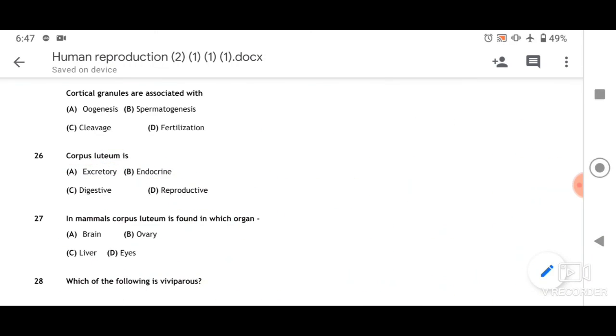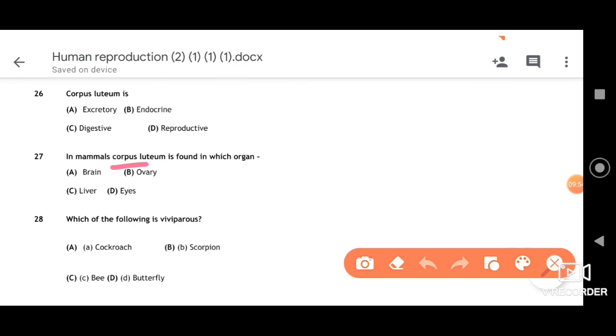Then, my dear friends, we have the next question here. In mammals, corpus luteum is found in which organ? See, in which organ do we find the corpus luteum is the question here. As I said before in the previous question, the corpus luteum is present inside the ovary of the females and is helpful for the secretion of the progesterone hormone. The progesterone hormone helps in regulation of the menstrual cycle and early pregnancy. In fact, progesterone is called the pregnancy hormone, my dear friends.